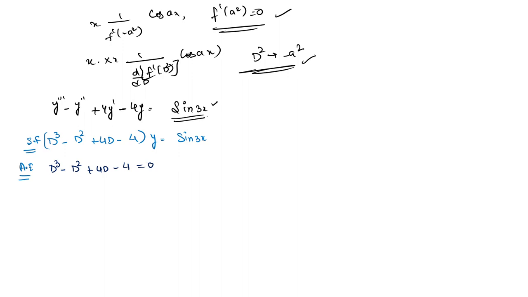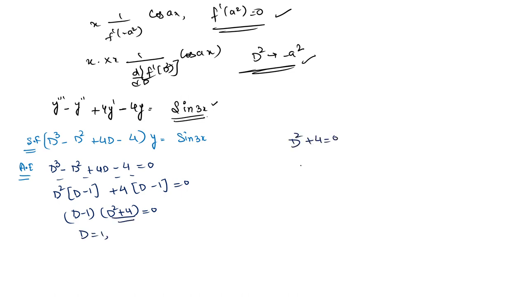We have to find the roots. If you want, you can replace D by m, or otherwise we can find the roots as it is. So it is D square (D minus 1) plus 4(D minus 1) equal to 0. So it should be (D minus 1)(D square plus 4) equal to 0. What are the roots? D equal to 1, or D square plus 4 equal to 0, which means D square equals minus 4, so D equals root of minus 4, which is plus minus 2 iota.